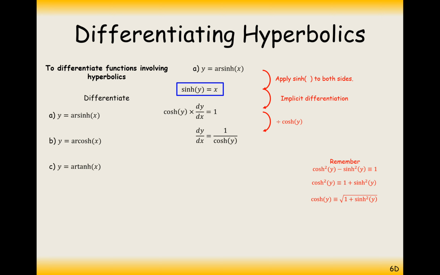And we know what sinh y is. We know that sinh y is equal to x. So what I can then do is replace the sinh y with x, but remember it's sinh squared y, so it's x squared. So what I can now do directly is replace cosh y in my final answer with the square root of 1 plus x squared. So the answer to this question is dy by dx equals 1 over the square root of 1 plus x squared.